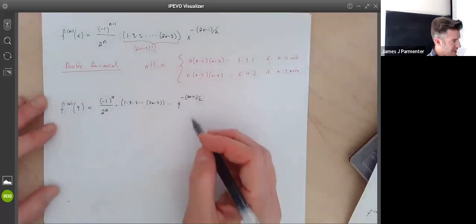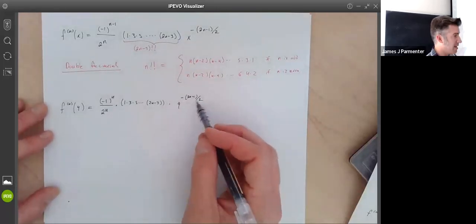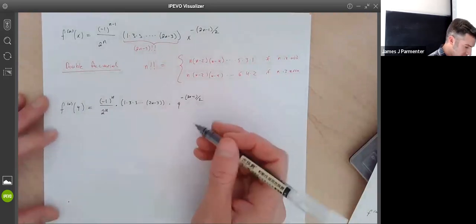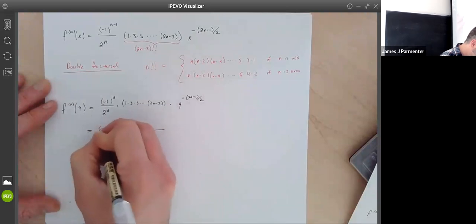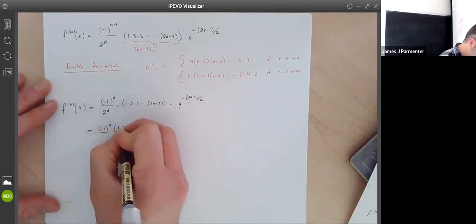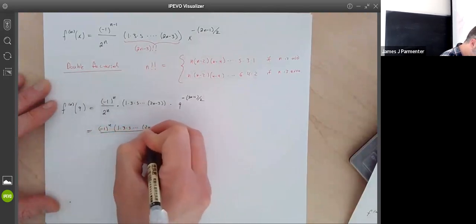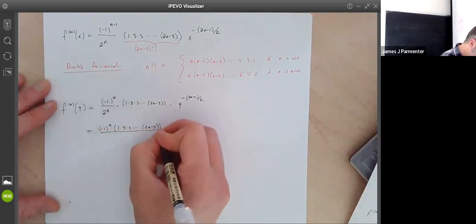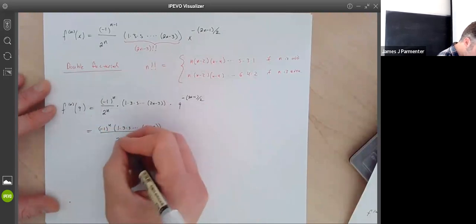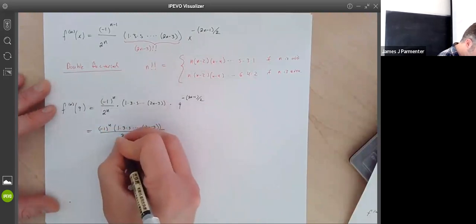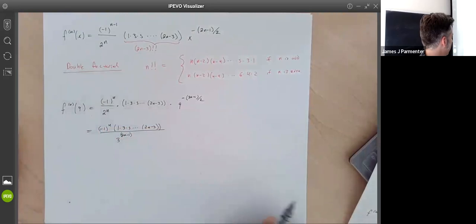We can simplify this a tiny bit, like the fact that we have a 9 to the 1/2, which is just 3. So I'm going to rewrite this as -1 to the n times 1 times 3 times 5 all the way to 2n minus 3 over 3 to the 2n minus 1. That's a little better.